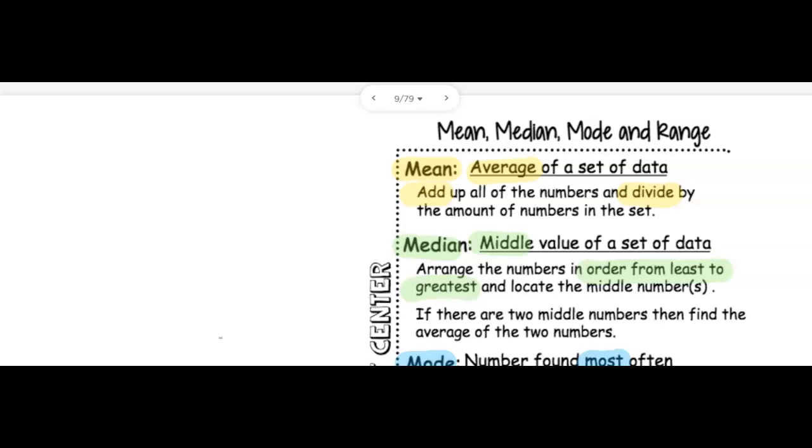Hey everyone, today we're going to start talking about mean, median, mode, and range. So hopefully you checked out some of the links that I have put on my Canvas page. There's some videos you can watch to help you learn about mean, median, mode, and range if you were not in class.